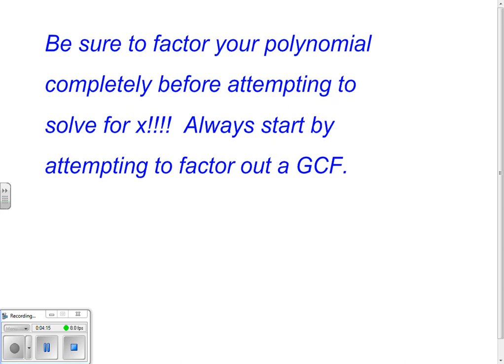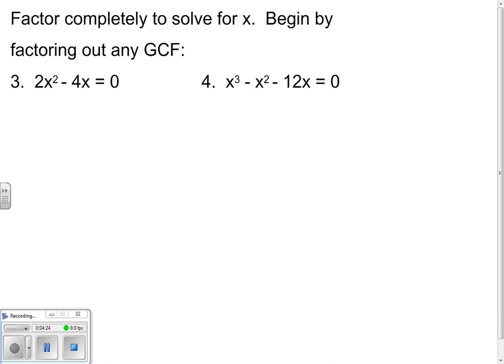Make sure you factor your polynomial completely before attempting to find an x, and that means always looking for a GCF first. Remember, when factoring, GCF is the first line of attack. Taking a look at number 3. The GCF here is a 2x, and if I pull a 2x out, I'm left with an x minus 2. Every factor is going to give you a root. This first factor gives me an answer of 0. If the GCF out front has a letter, you get a root of 0. It's bizarre, but that 2x gives a root of 0. The second one, x minus 2, gives me a positive 2.